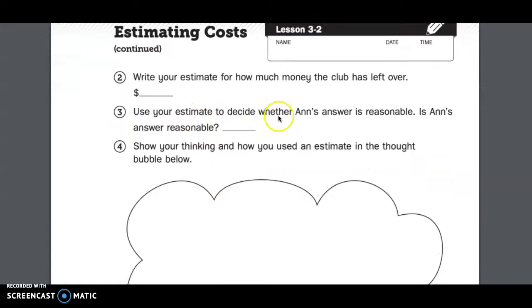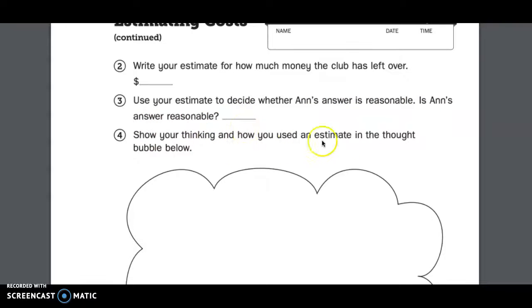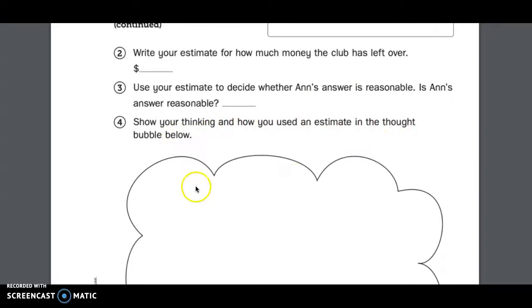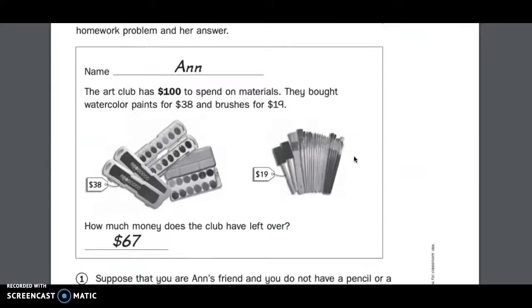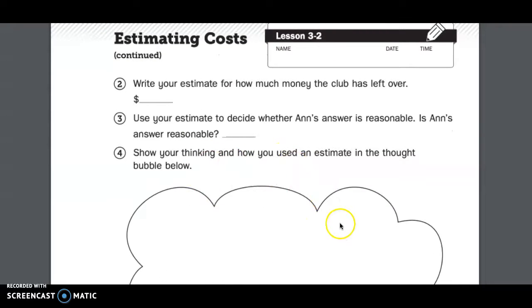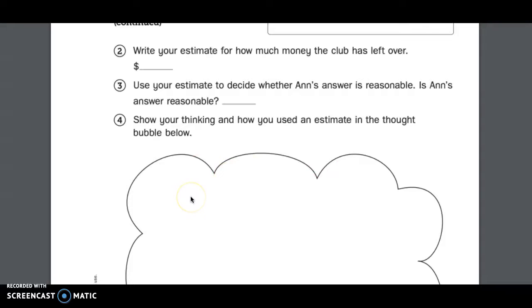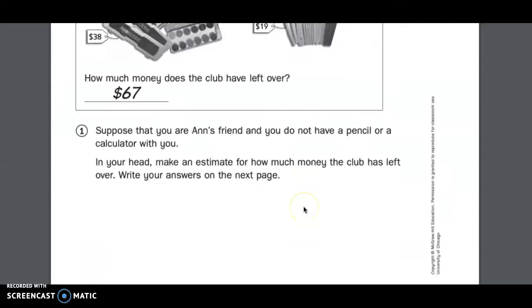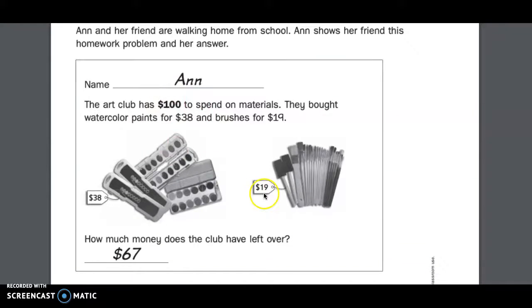Use your estimates to decide whether Anne's answer is reasonable. Is Anne's answer reasonable? Show your thinking and how you estimated in the thought bubble below. So you must show your rounding here. 38 and 19, what did you round them to? And remember, we have to put those together to figure out how much they spent. So then we take how much they spent from that $100 they're able to spend.